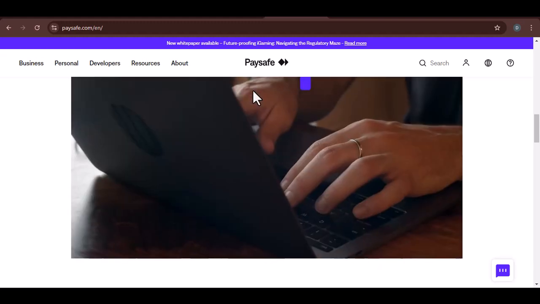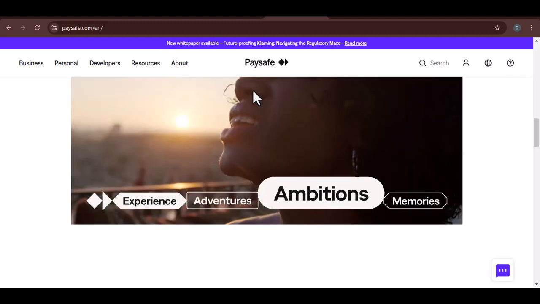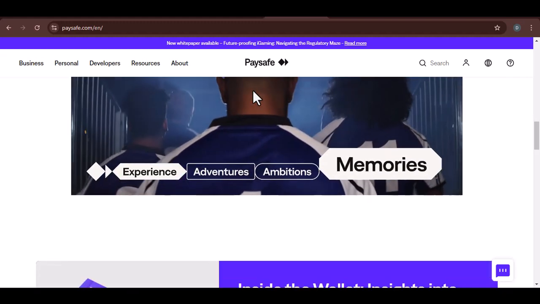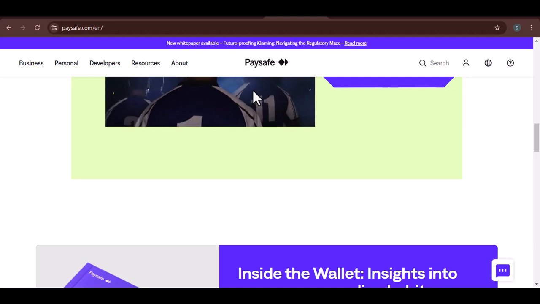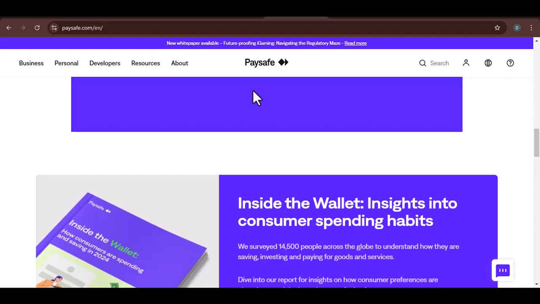Debt levels. Present Paysafe's total debt in a clear and concise manner, using visuals like charts or graphs to illustrate the trend over time. Debt composition. Discuss the breakdown of Paysafe's debt, highlighting the proportion of different debt types.